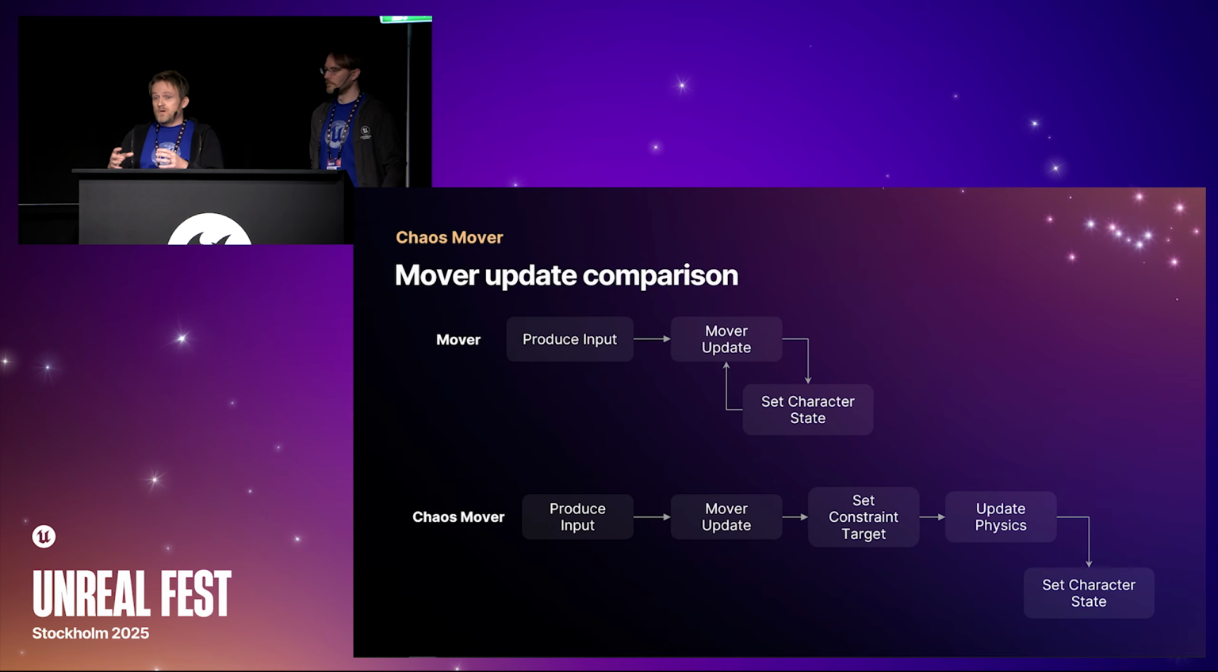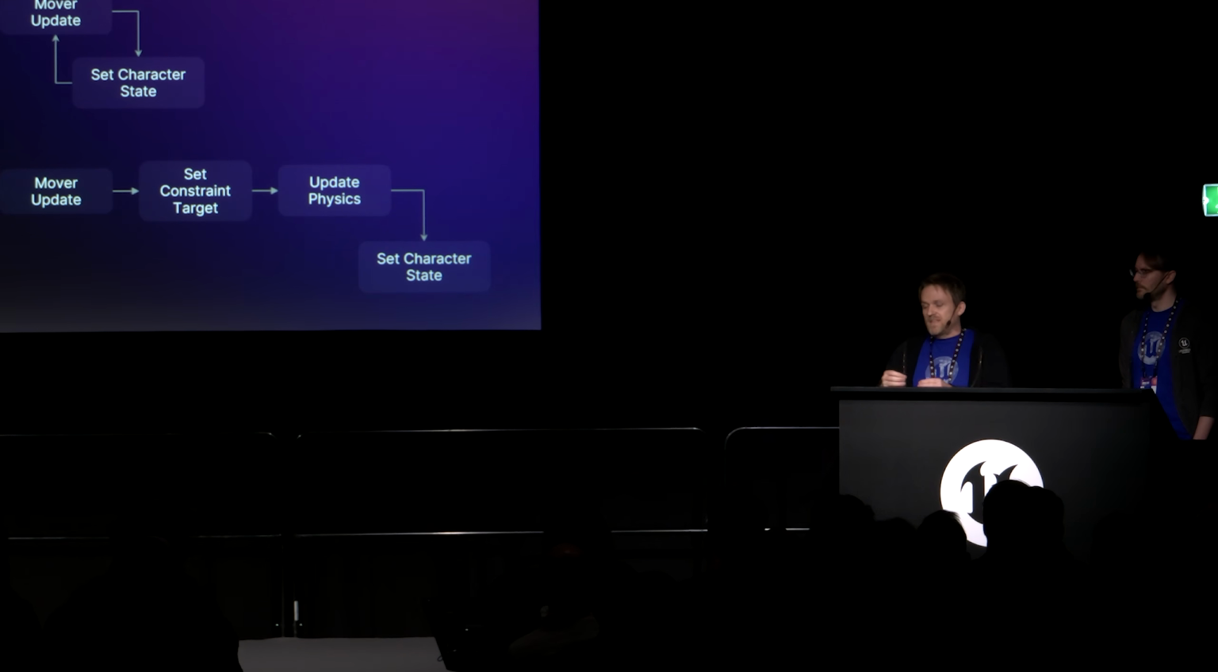And because it's using queries for overlaps, we may have to substep that process. So you try and move, you resolve the collision, and then you try and move for the rest of the step. But essentially, the mover says, this is where I want to go, and then you set the state on the character directly. With the Chaos Mover, it's slightly different.